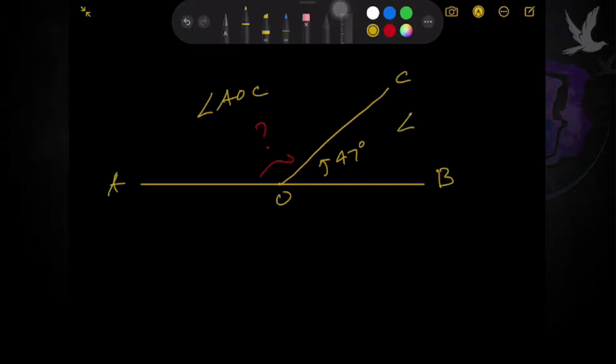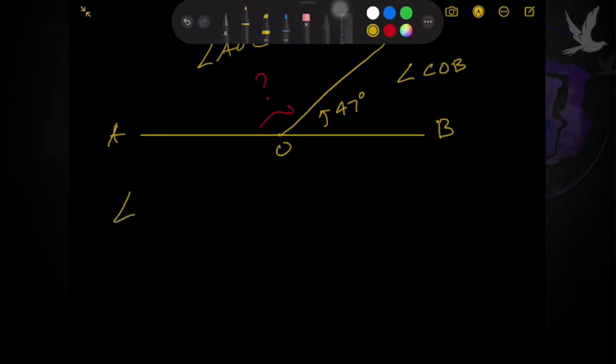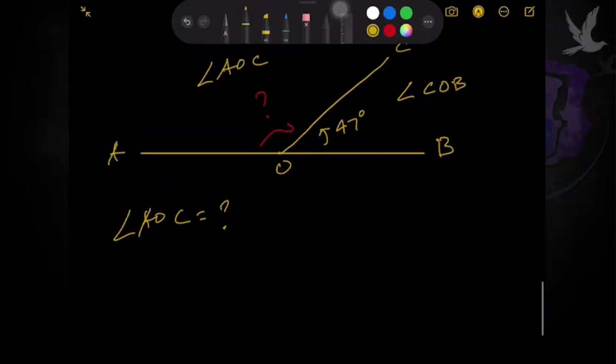And this is angle COB. So, you know that angle AOC, data gathering muna tayo, AOC. You don't know the angle. Hindi natin alam yung measurement. While for angle COB, you know that it is 47 degrees.